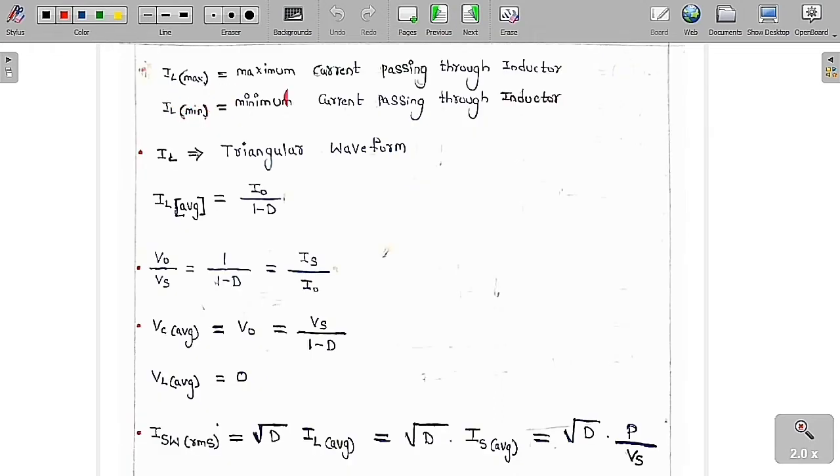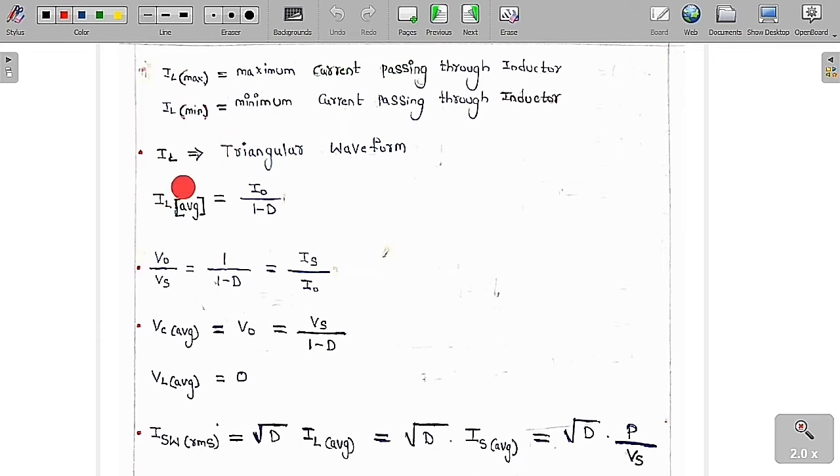IL maximum means the maximum current passing through the inductor, and IL minimum means the minimum current passing through the inductor. In this case, the maximum value of the inductor current is the maximum value of the source current, and the minimum value of the inductor current is the minimum value of the source current. Similarly, the maximum value of the inductor current is the maximum value of the current flowing through the switch, and the minimum value of the inductor current is the minimum value of the current flowing through the switch also.